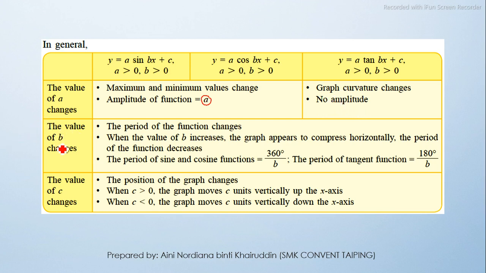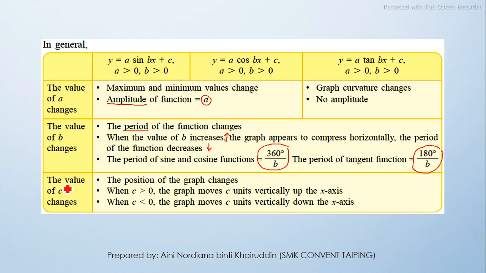What happens if the value of b changes? So the period of the function changes. The value of a just now was for amplitude. The value of b is for period. Period is for one complete circle. When the value of b increases, the graph appears compressed horizontally. The period of the function decreases. The period of sine and cosine function equals 360 over b, and for tangent function equals 180 over b.